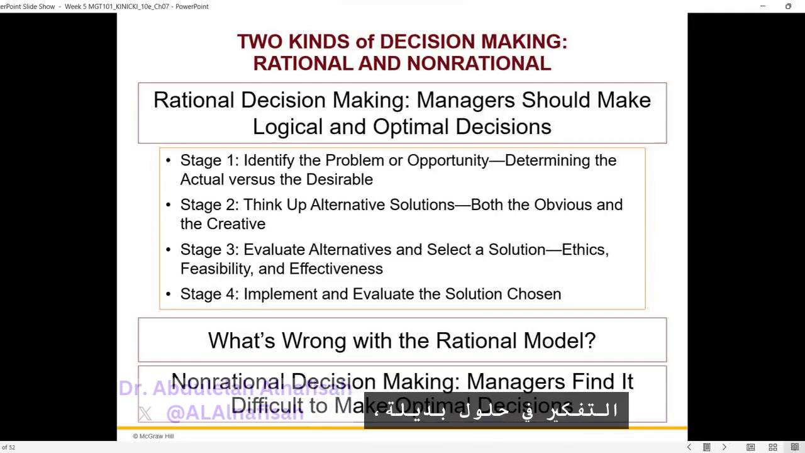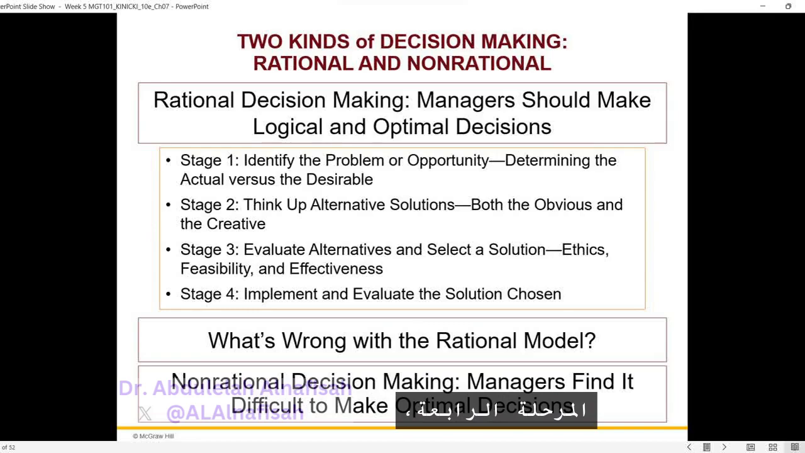Stage 2. Think up alternative solutions, both the obvious and the creative. This stage involves brainstorming a wide range of potential solutions to the problem or opportunity, considering both conventional and innovative approaches. Stage 3. Evaluate alternatives and select a solution, considering ethics, feasibility, and effectiveness. This stage involves carefully evaluating each potential solution against a set of criteria, such as its ethical implications, feasibility, and effectiveness in addressing the problem or opportunity.